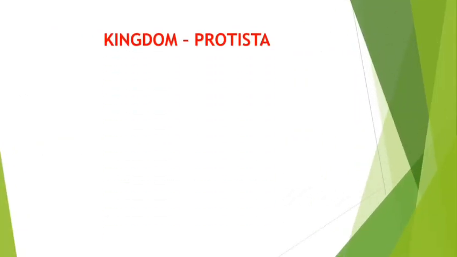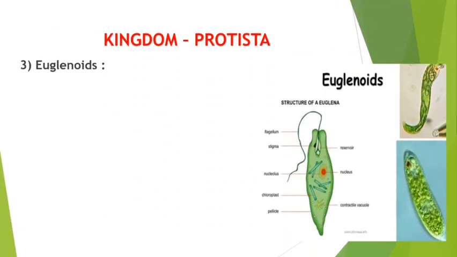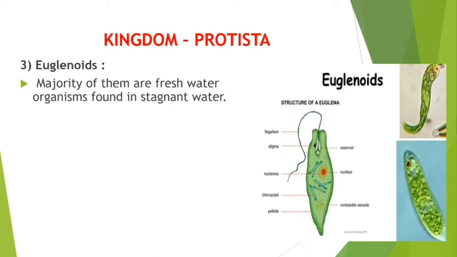Now let's move to another group, the third group, the euglenoids. The majority of euglenoids are freshwater organisms found in stagnant water. They are mostly found in fresh water. They are not found in marine conditions, but the majority are found in fresh water. Stagnant water means water where there is no disturbance. We may say stable water.